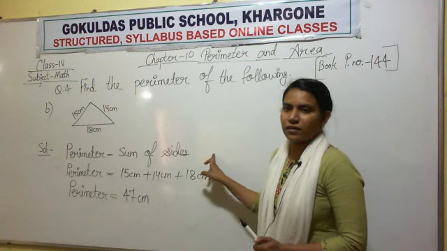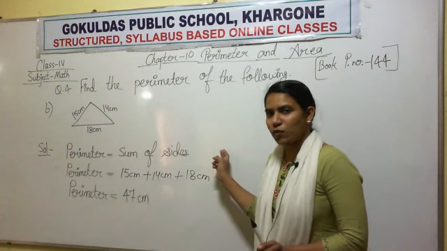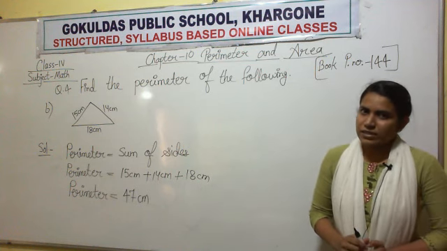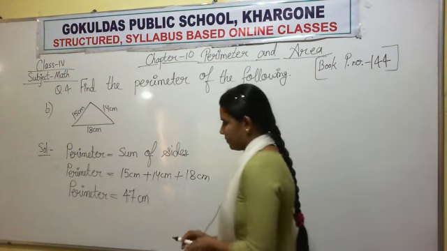Use the formula. Learn the formula. Perimeter is equal to sum of all sides. And when we find the sum of the lengths of all the sides, we get the perimeter.